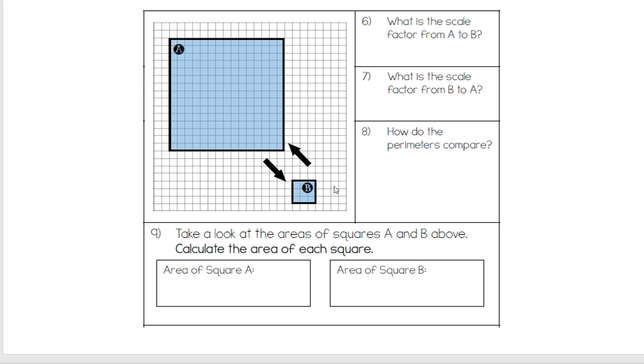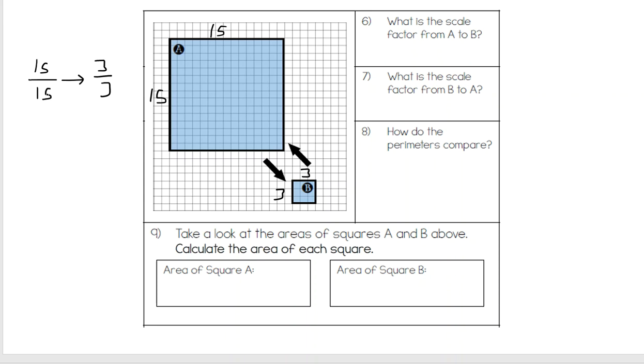So we can see that if we go from A to B, B is smaller than A. So we want to figure out by how much. So let's first find the dimensions of A. So A is 15 by 15. And B is 3 by 3. Okay, so to go from A to B, we know that A is a 15 by 15, and if we want to go to B, B is a 3 by 3.